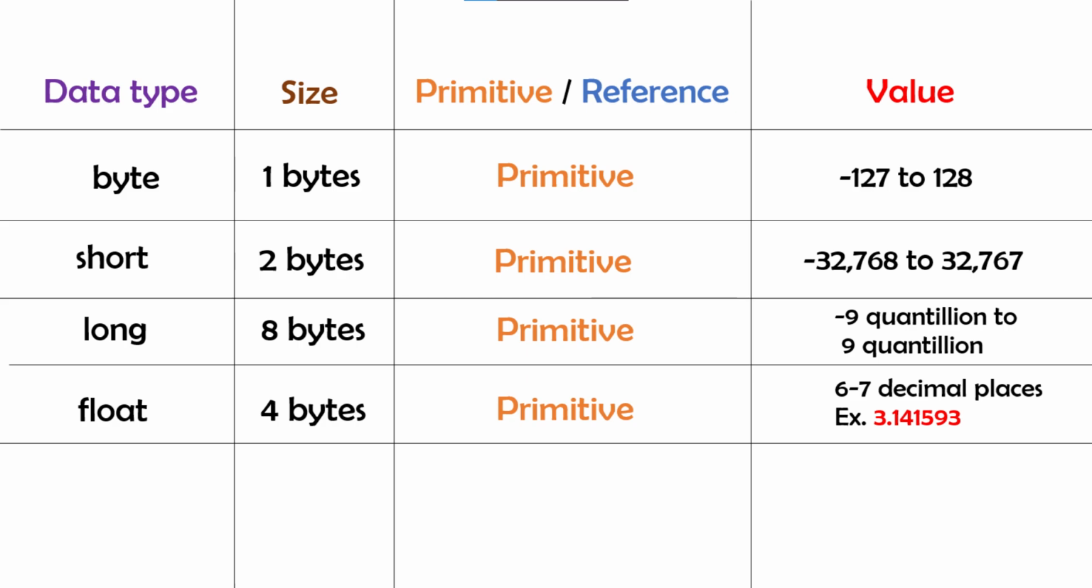Next is float. Now, it's the same as double but a bit smaller, and it can only store up to 6 to 7 decimal places. So this can lead to less accuracy than double. Later, I will show you how to use it properly and how it can be applied in making a program. Pero for now, let's look at its definition.